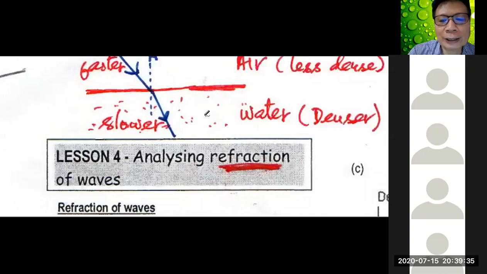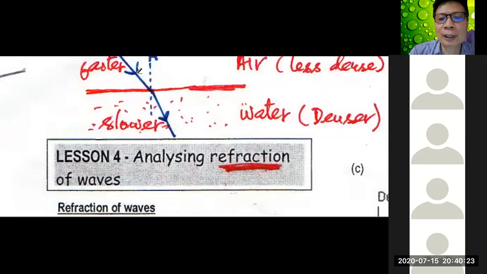I want to let you know the meaning of refraction first. You see this diagram: this is air and this is water, so there are 2 layers here. We know that water is denser, and air is less dense. When you see the light moving from the air into the water, you can notice that the light bends. The bending of light when it moves through a different medium is called refraction.